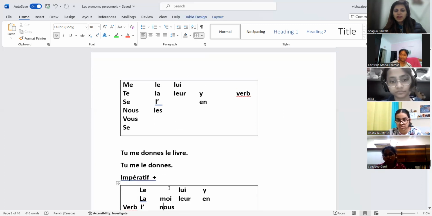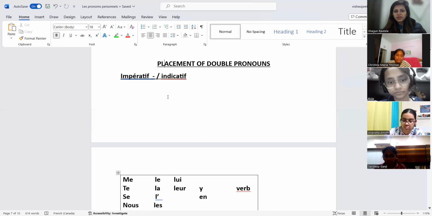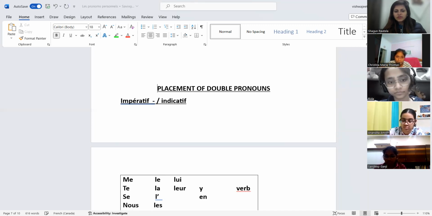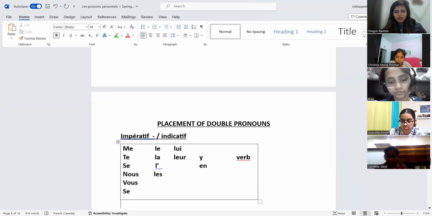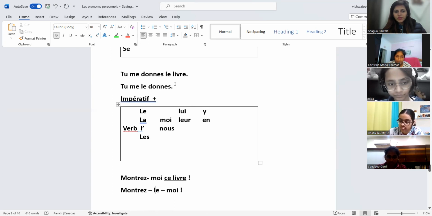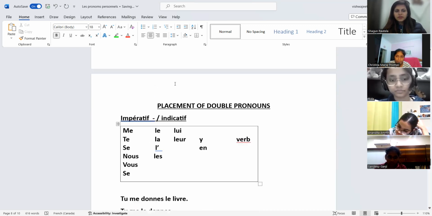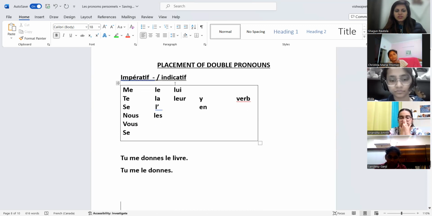Okay, you need to apply which table? First of all, you need to apply this table, this placement of double pronouns. One minute, I'll just put this down. There are two tables to remember. One minute. I'll show this later. Yes, so the first table is this.